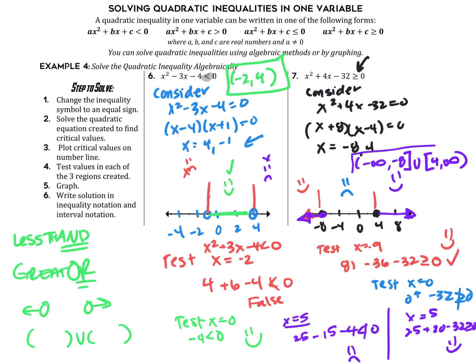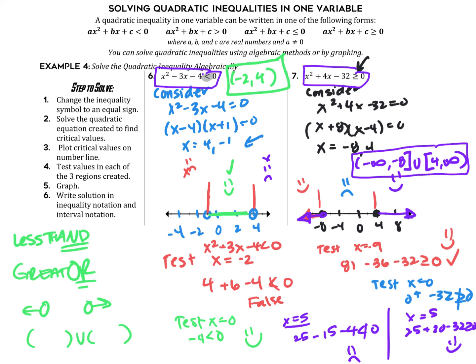So the solutions to this quadratic inequality are every number from negative 8 down forever, and every number from 4 up forever to infinity, but not any of the numbers in between. Versus on number 6, the solutions to this quadratic inequality are every number between negative 2 and positive 4, not including those two values. We will practice this more.